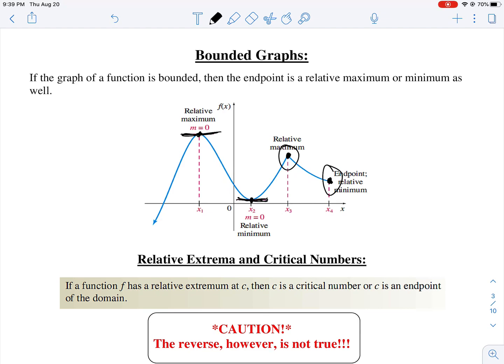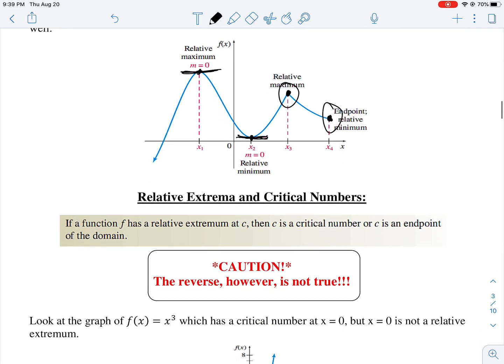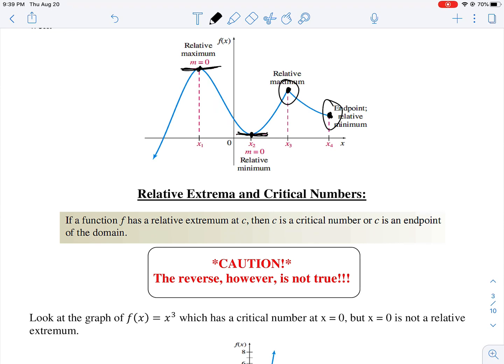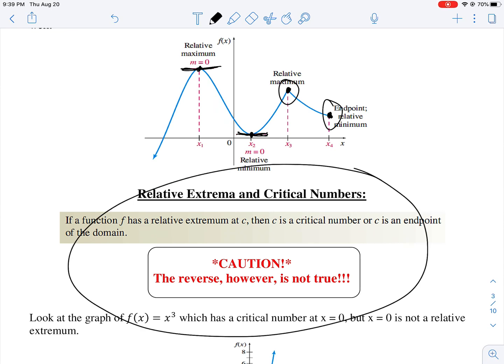So we can hopefully find some relative extrema if we can figure out first where those critical numbers are, where your derivative equals 0 or where it doesn't exist. And then make sure though, because just because they're critical numbers doesn't mean they're relative extrema.